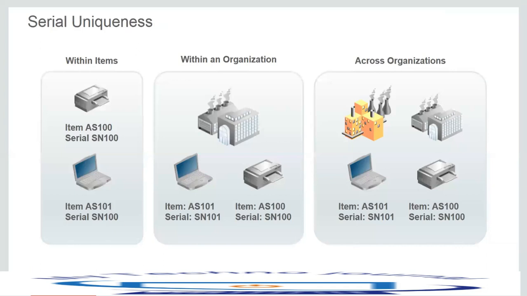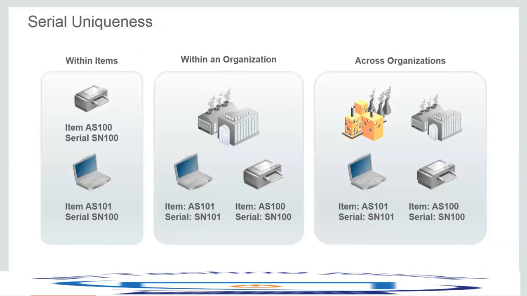Unique across organizations. So the same serial number uniqueness rules apply as when you set the serial number uniqueness rules to be within an organization. Additionally, setting serial number uniqueness control to across organizations prevents the same serial number from being assigned to more than one item regardless of the inventory organization.